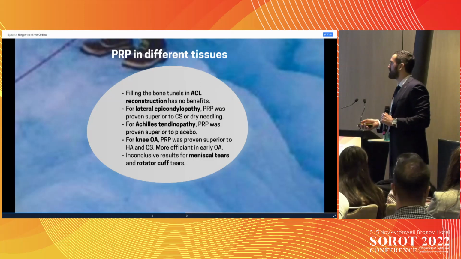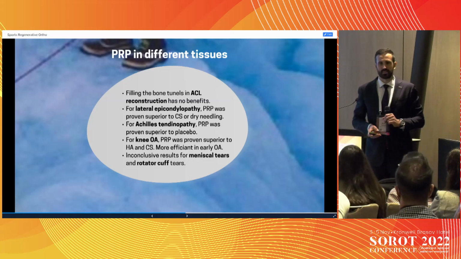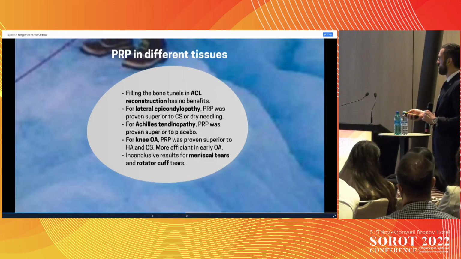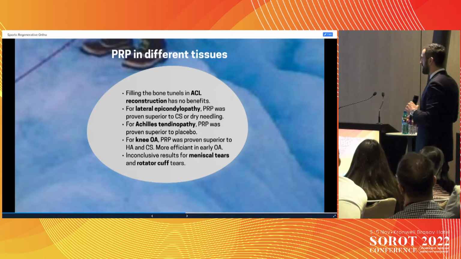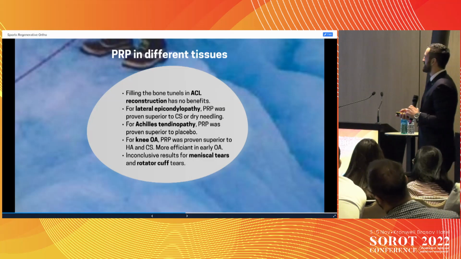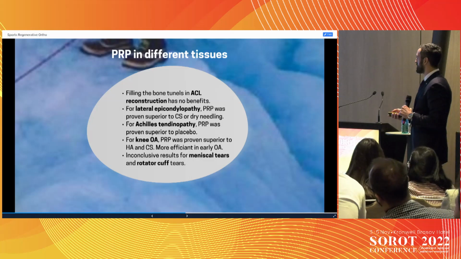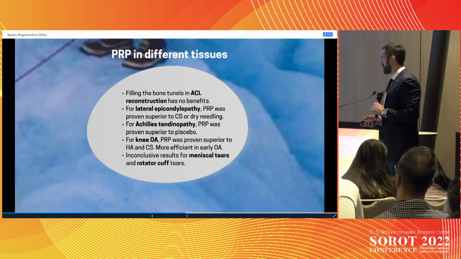PRP in different tissues: filling the bone tunnels in ACL reconstruction has no benefits, and the studies have shown that. For lateral epicondylopathy, tennis elbow, PRP was proven superior to corticosteroids or dry needling. For Achilles tendinopathy, PRP was proven superior to placebo. For knee osteoarthritis, PRP was proven superior to hyaluronic acid and corticosteroids.